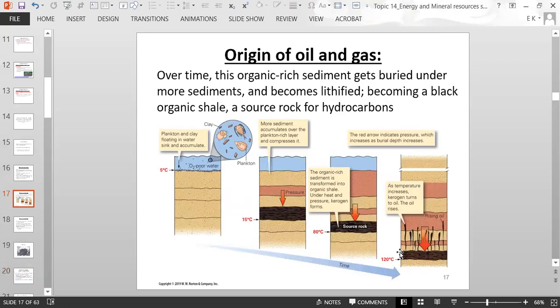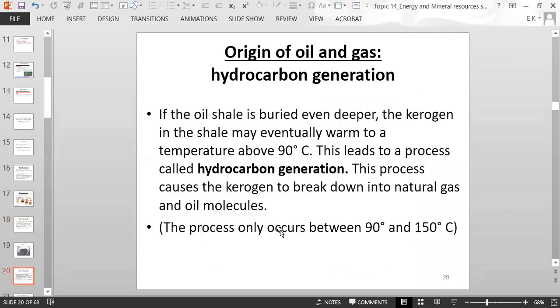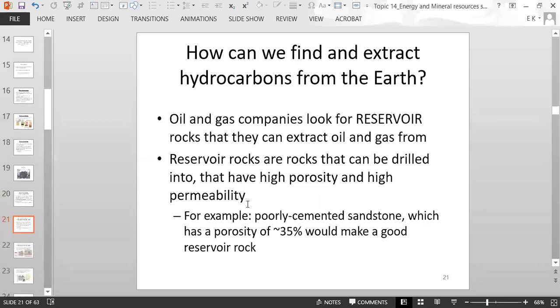Okay, so you see the kerogen turning into oil in this diagram is 120 degrees Celsius, right? So that's in between 90 and 150. So there's that zone of temperature underground where hydrocarbons are generated. And again, that's the breakdown of kerogen into gas and oil. And then oil and gas companies look for reservoir rocks that they can extract oil and gas from.